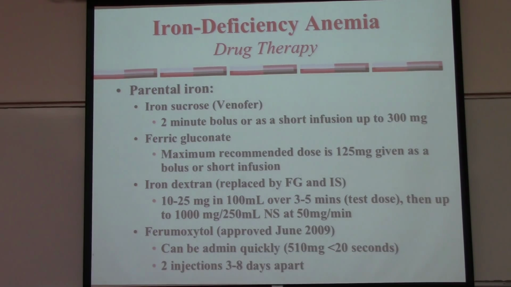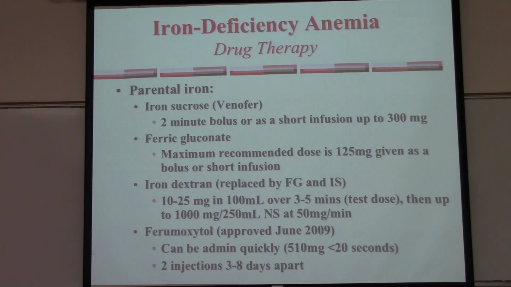Parenteral iron, iron sucrose. Usually we give a 2-minute bolus. This, if I'm not mistaken, is the one that they use in dialysis a lot. Yep, that's it. And you want to give it towards the end of the treatment if you can, because it can clot up your system. Really, so they give it towards the end? Try to, yeah. Or it can be given as a short infusion.